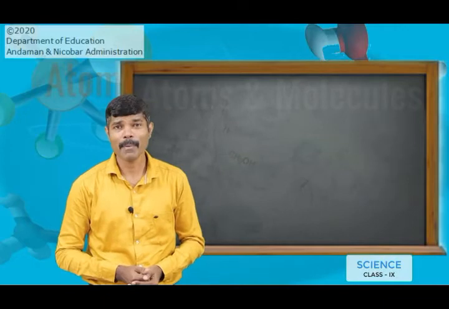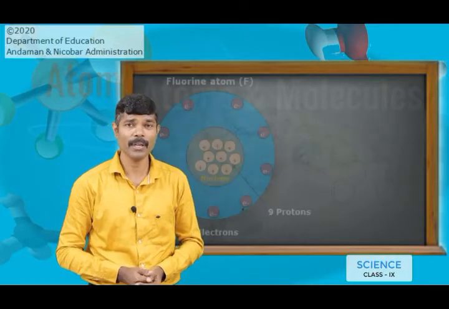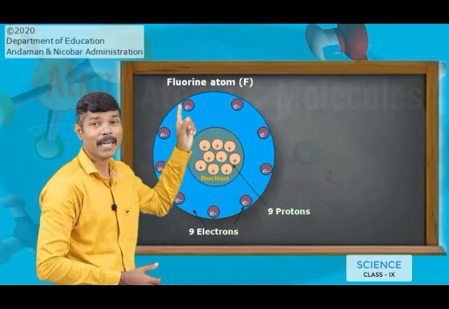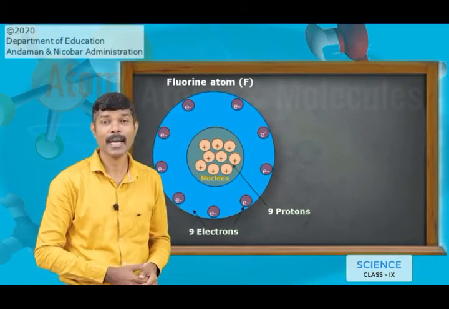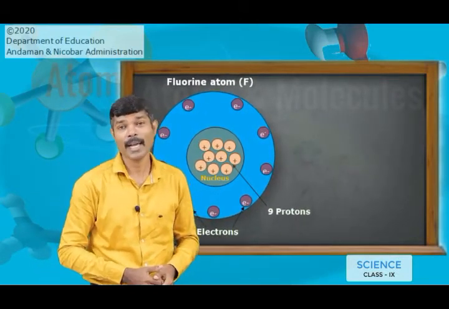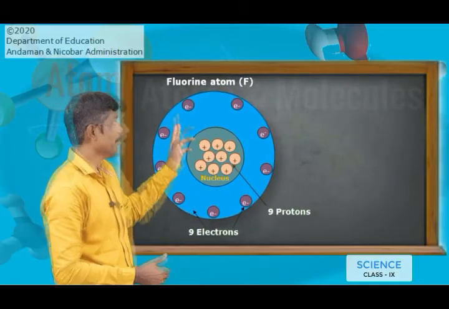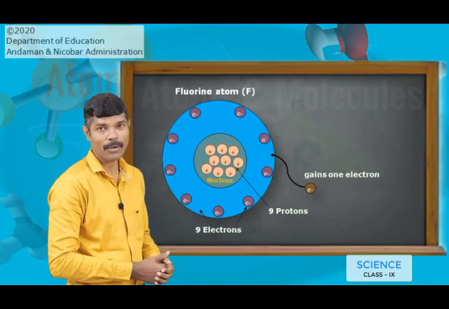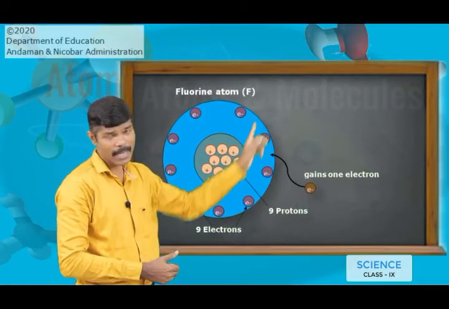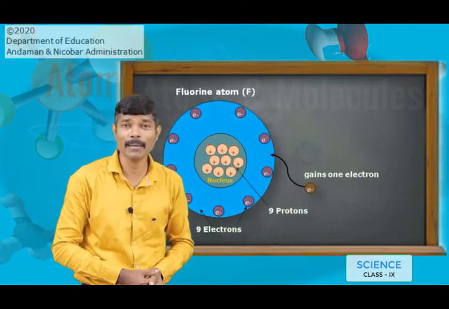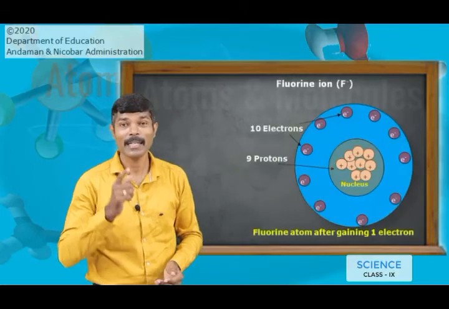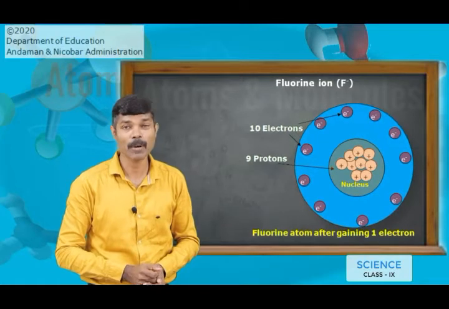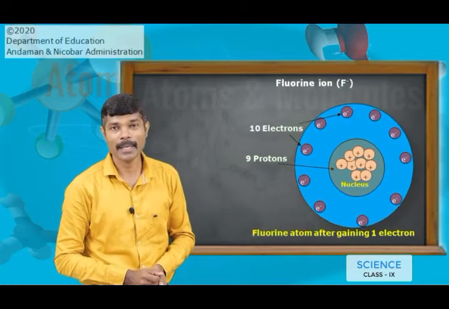If you see the number of electrons and protons in fluorine, it is found that in the fluorine atom there will be 9 positive charges and 9 electrons carrying 9 negative charges. Now in this, what happens? It happens to gain 1 electron. As a result of this, on the other side you can see that the total number of electrons is 10, whereas the total number of protons, that is positive charges, is 9.